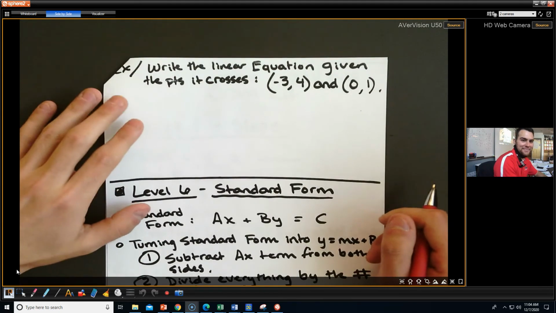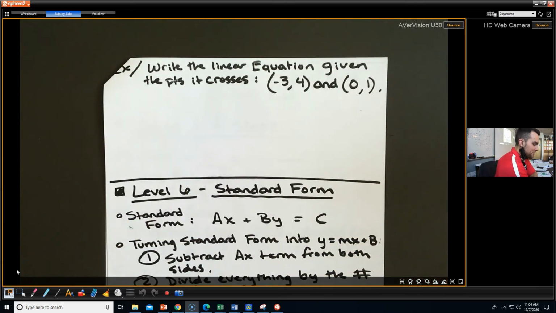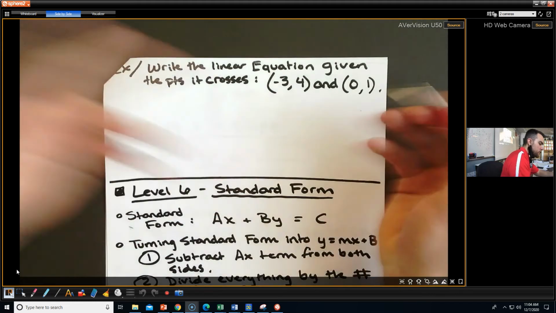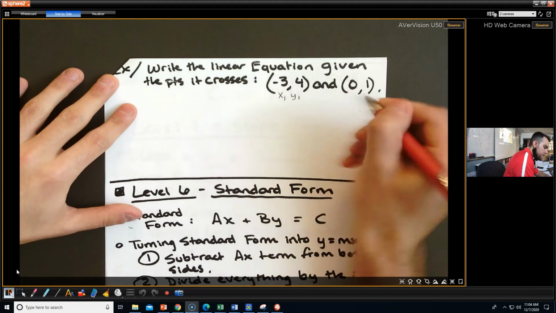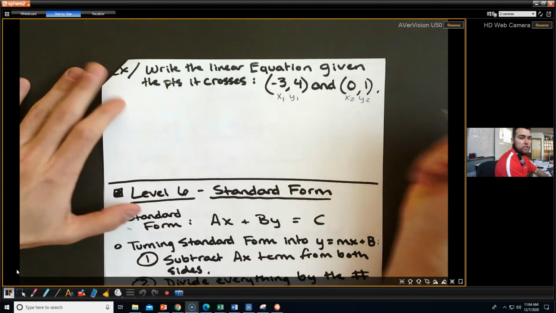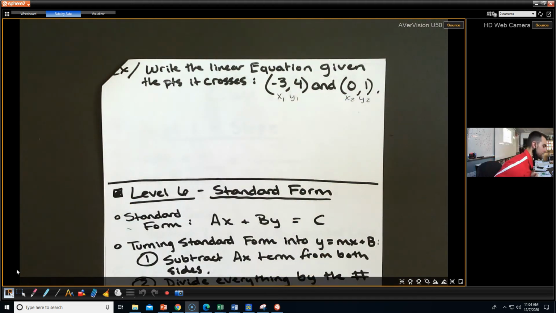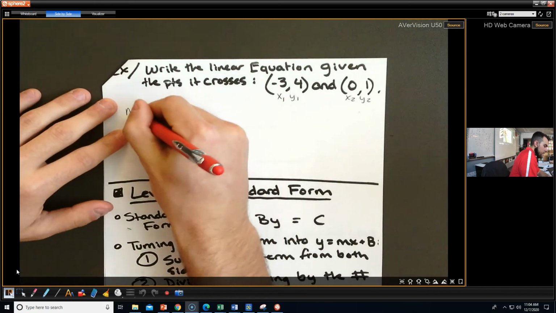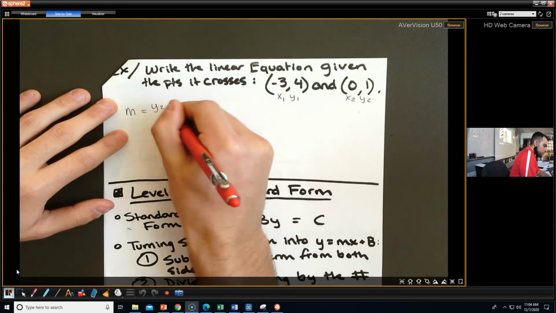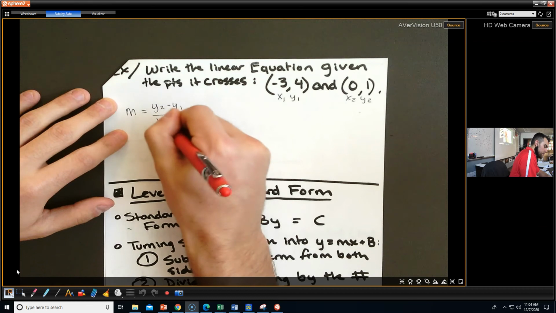This is fun. So example, write the linear equation given the points it crosses. We have 2 points. Let's call this one x1, y1, this one x2, y2. And the first thing we should do is actually calculate that slope. So we're going to be using that slope formula, m equals y2 minus y1 over x2 minus x1.